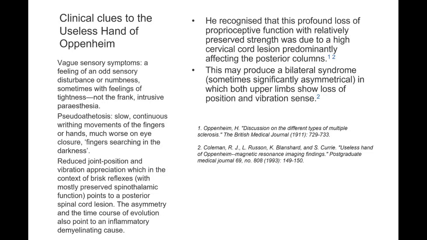It's actually suggested that you examine the patient with eyes closed, or distracted and looking away, as well as looking at the hand. There's reduced joint position and vibration sense, which in the context of absent wrist reflexes with preserved spinothalamic function would point to a posterior spinal cord lesion. Of course, the asymmetry and the tempo involved may point to an inflammatory demyelinating cause.